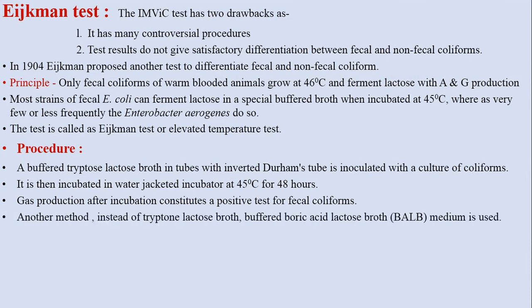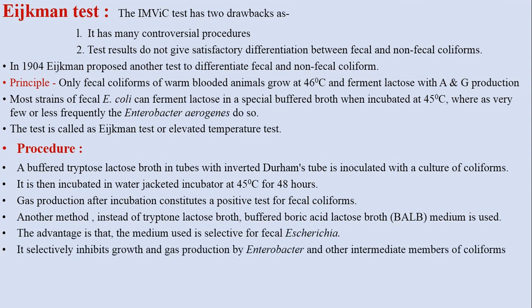In an alternative method of Eijkman's test, instead of tryptose lactose broth, buffered boric acid lactose broth, that is BALB medium, is used. The advantage of using this medium is that it is selective for fecal E. coli. The boric acid that is present in this medium selectively inhibits the growth and gas production by Enterobacter species and other intermediate members of the coliforms.